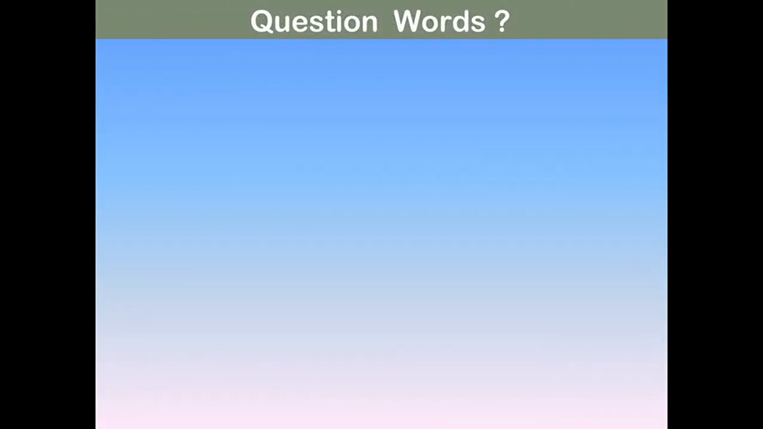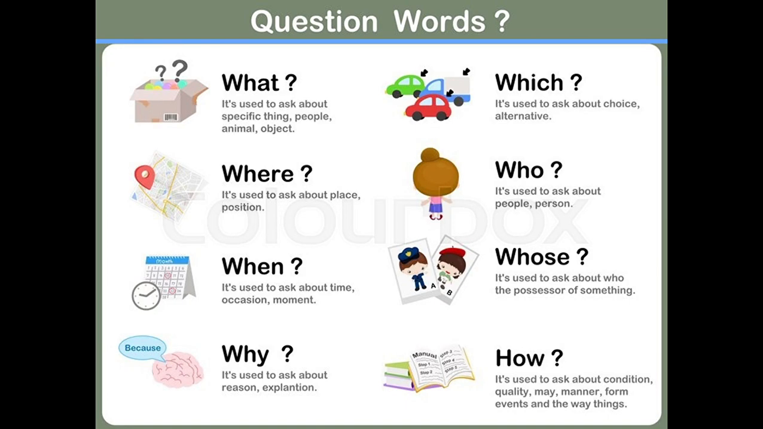First of all, let's identify question words. What is used to ask about a specific thing, people, animal, or object. Which is used to ask about choice or alternative. Where is used to ask about place or possession. Who is used to ask about people or person.